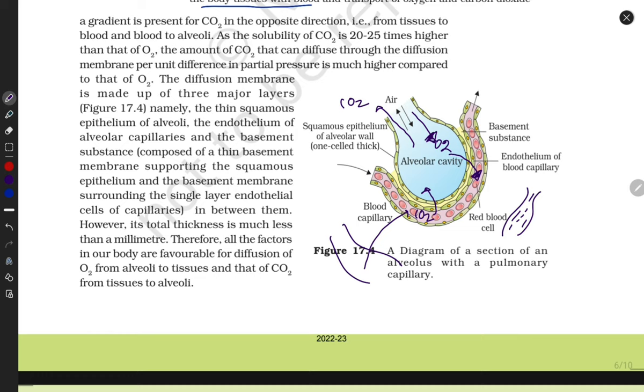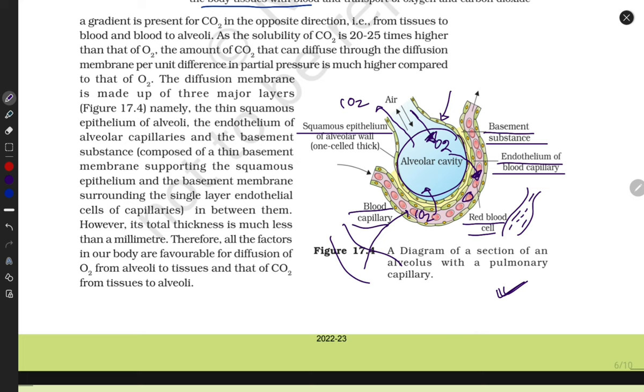This is the basement membrane. And this is the endothelium of the blood capillary. Here the red in color is a red blood cell. Here is the blood capillary. Now, we know that the inner side of the wall is made up of squamous epithelium. So this is all about your pulmonary artery connected with the lungs. And this is the portion of the alveoli. And this is the alveolar cavity.